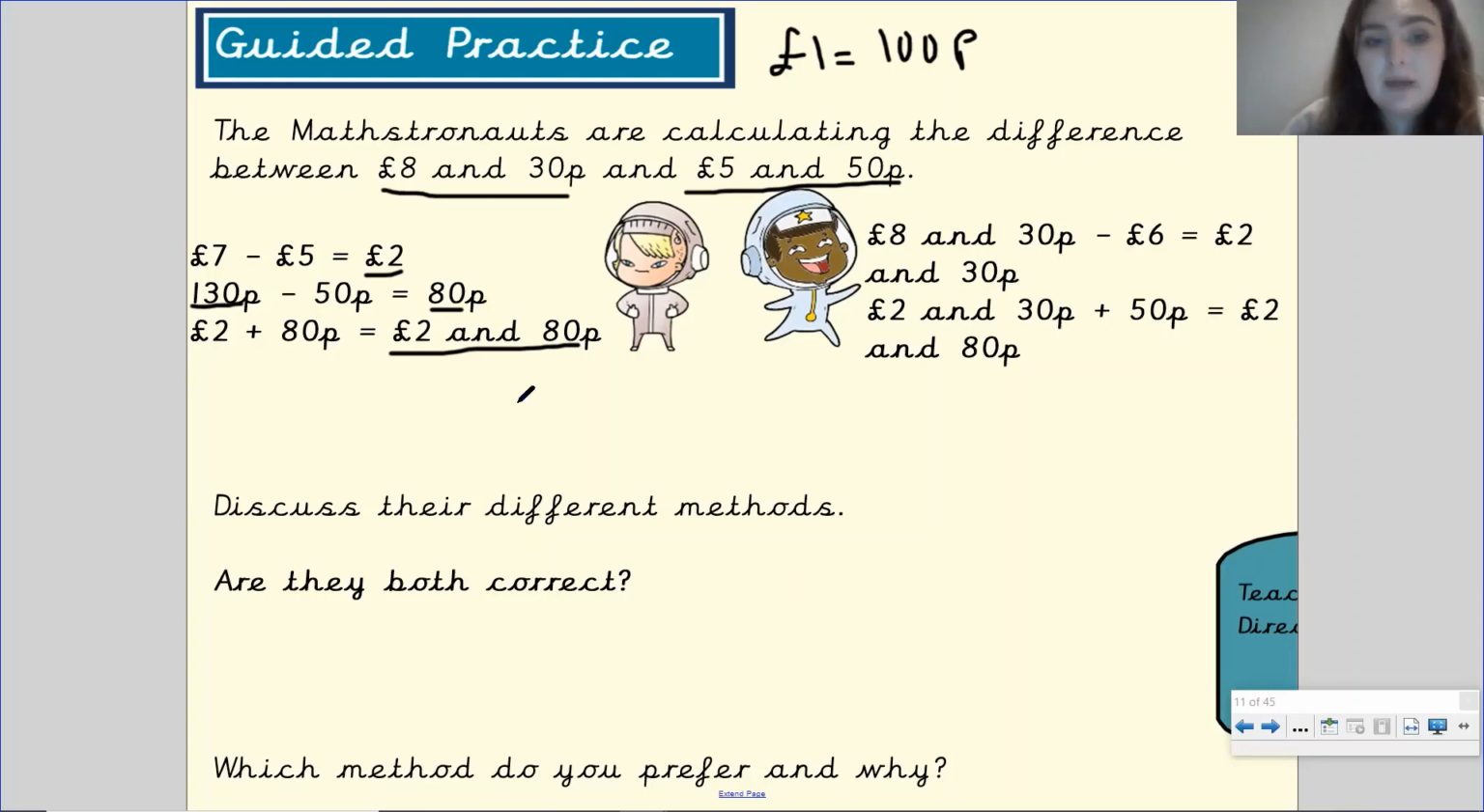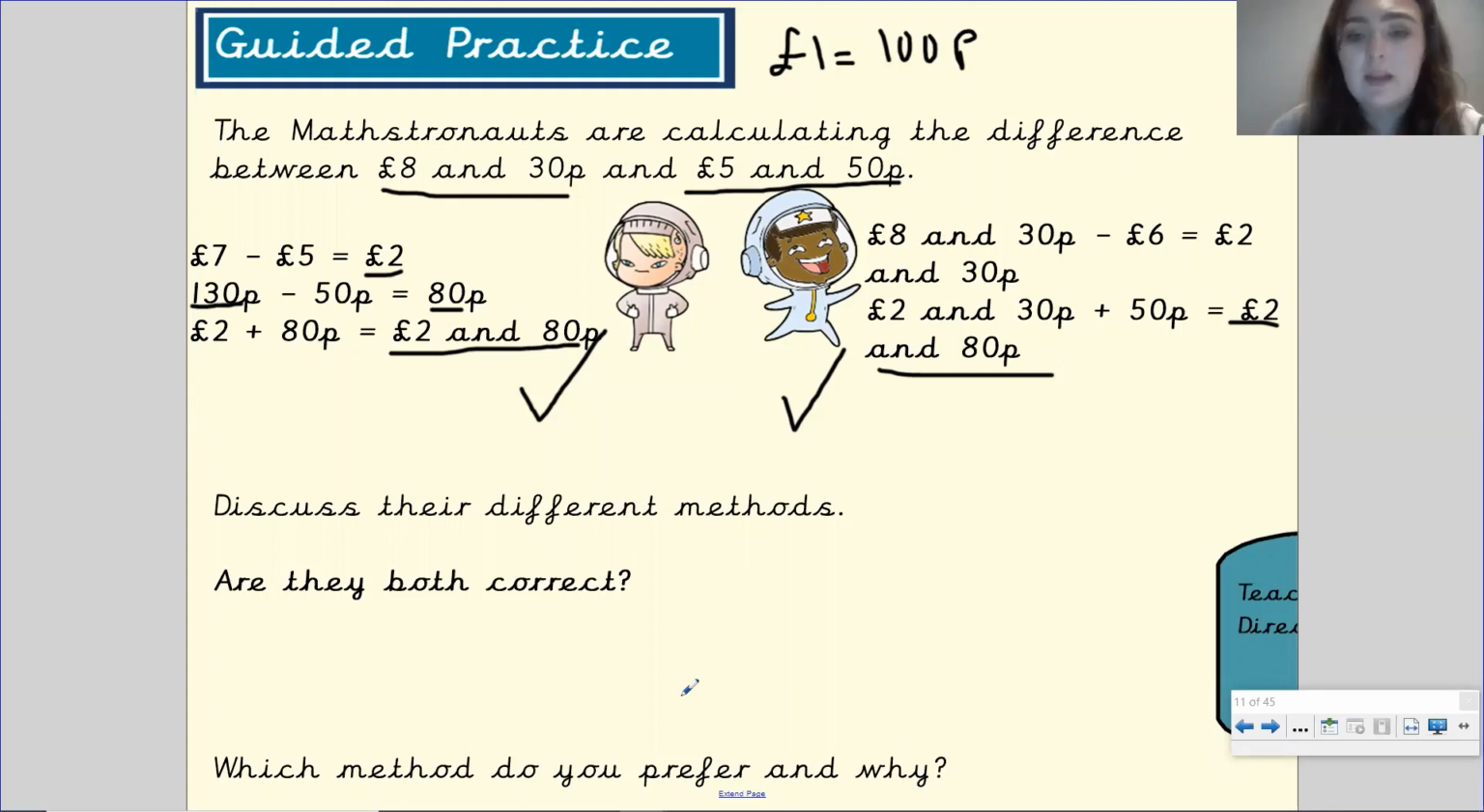Okay, so the pink astronaut is correct, and the blue astronaut is also correct. So what he's done is he's rounded up the £5.50 to £6, and then he has subtracted it from £8.30. He has then added on the 50 pence because he subtracted that amount, which gives him £2.80. Now, which method do you prefer and why? Pause the video to have a little think, and then I'm going to share with you which one I prefer and why.